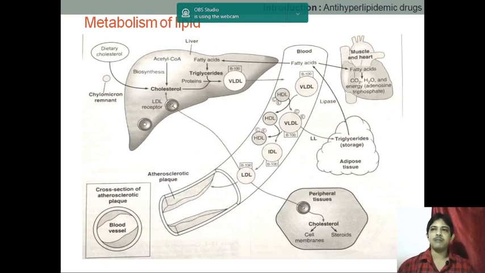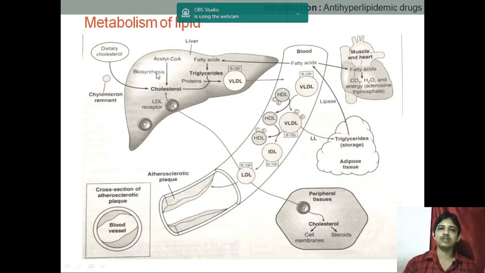Now in case of the metabolism of lipid, what can we find? The liver is the central part of the processing, the major processing site for the lipoprotein metabolism. Now whenever we are talking about cholesterol, it is mainly derived in the liver through three main sources. So what are the three sources?